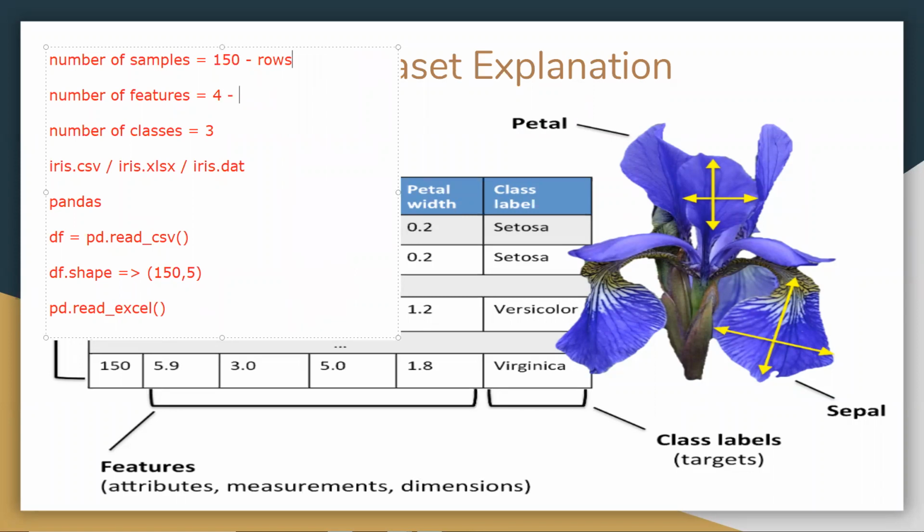This 4 is taken as columns, but plus you also have the class label. That's why it will be 5. 4 plus 1 is 5. So that's what you got here, 150, 5. Understand now?